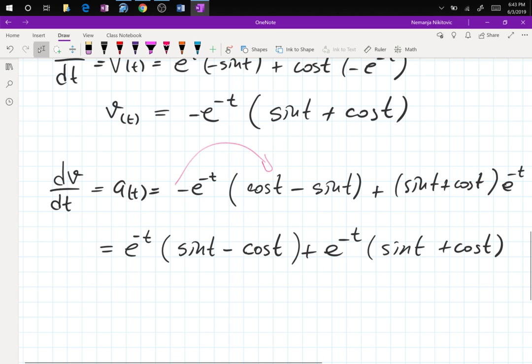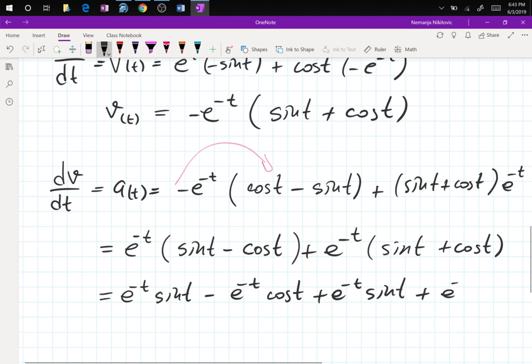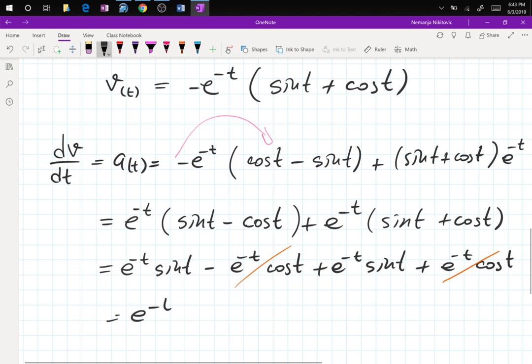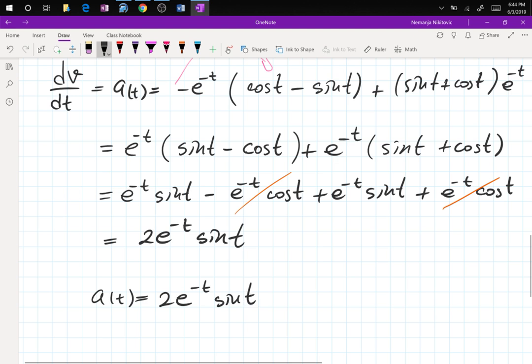And when I distribute, e to the negative t sine t minus e to the negative t cosine t plus e to the negative t sine t plus e to the negative t cosine t, the cosines will drop, and then we can factor out e to the negative t. Oh no, we just have two of these. So 2e to the negative t sine t.